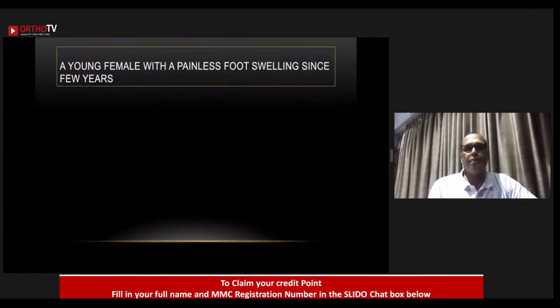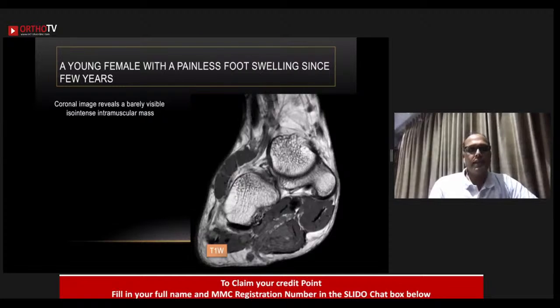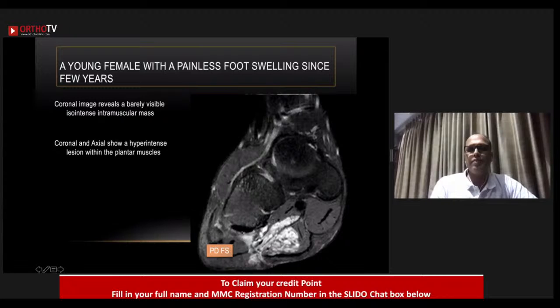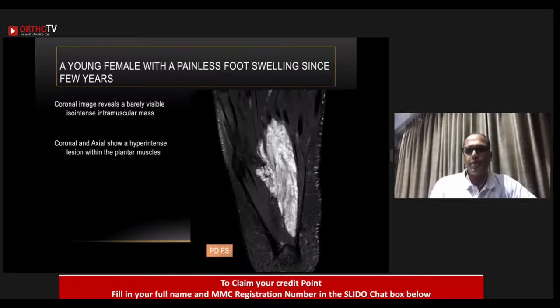Another patient with a painless foot swelling since a few years. This is a coronal image. Are we able to appreciate any mass in that entire image? Very difficult. For the first group, for a radiologist also, it was very difficult to see that there was some mass somewhere around here. A fat suppressed image very well depicts the presence of a hyperintense mass within the plantar muscles. This entire mass was seen quite well on a fat suppressed PD coronal and the axial images. We don't find any phlebolith or any component of susceptibility, but we can see a cluster of clumped vascular channels which were deeply seated.